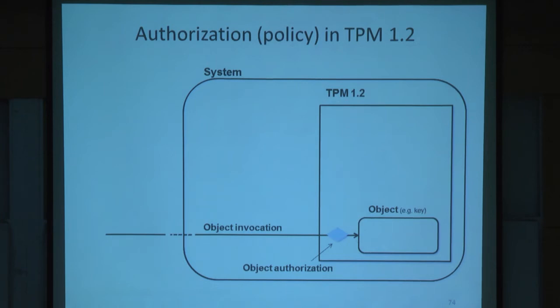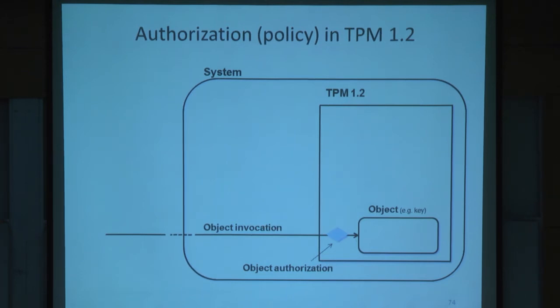So in TPM 1.2 we had a system, and inside the system there was a TPM. The TPM was protecting objects. An object could be an RSA private key like we saw before. And the objects are used by some object invocation. So if it's an RSA private key, you might want to use it by issuing the TPM command that says sign with this private key. And these object invocations are subject to this object authorization check.